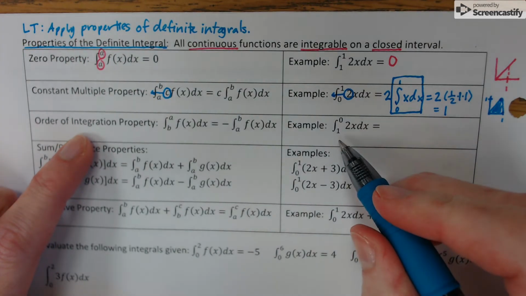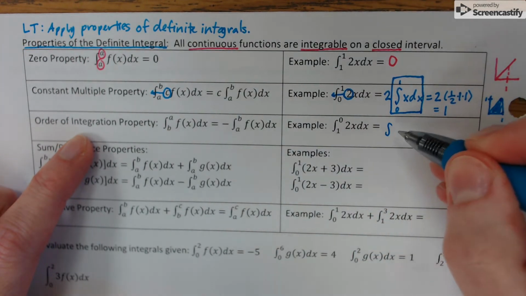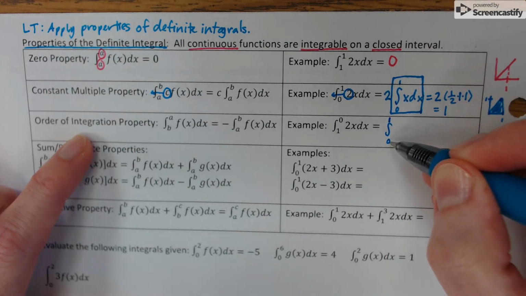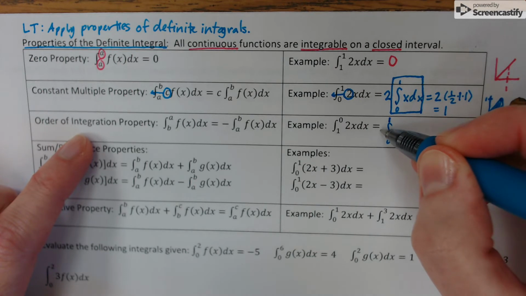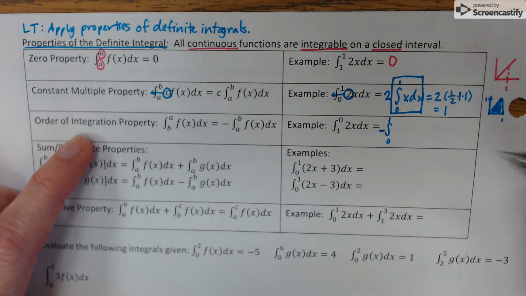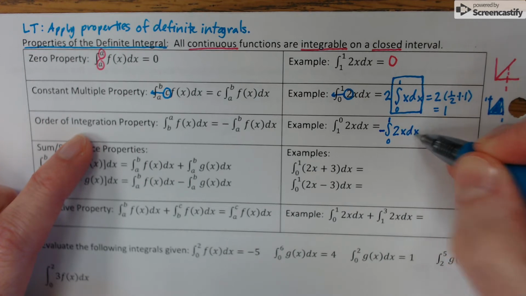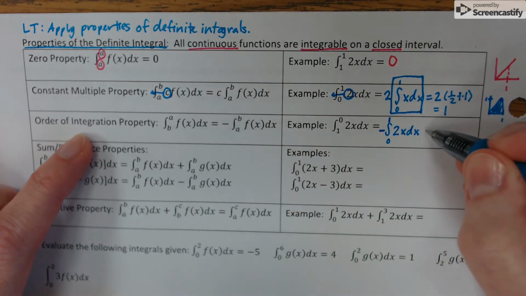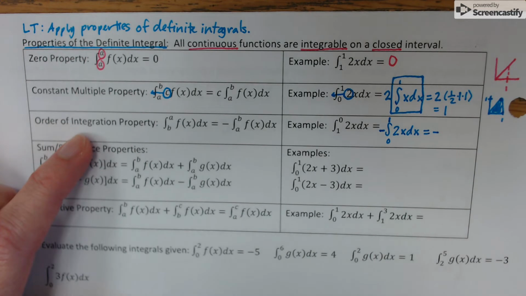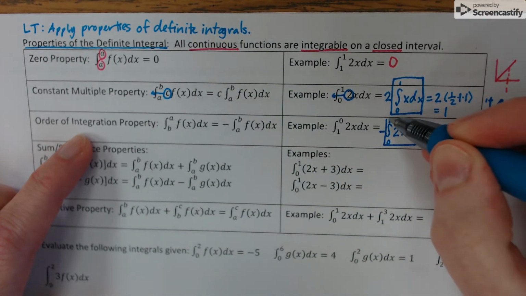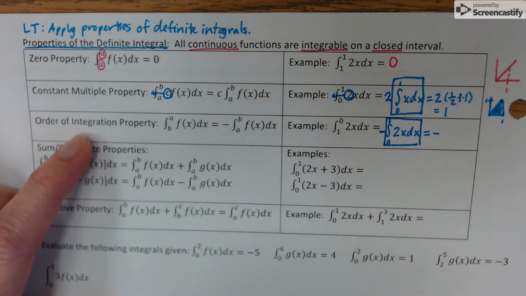So in the example for this property, we see that the 0 and the 1 need to be switched because your lower limit should always be the lesser value. And to make that switch, I need to go ahead and put my negative in front of the integral. And it's still of 2x dx. And so that negative stays as a coefficient. And we found out in the last example that the value of the integral from 0 to 1 of 2x dx is 1, so that gives us a final answer of -1.